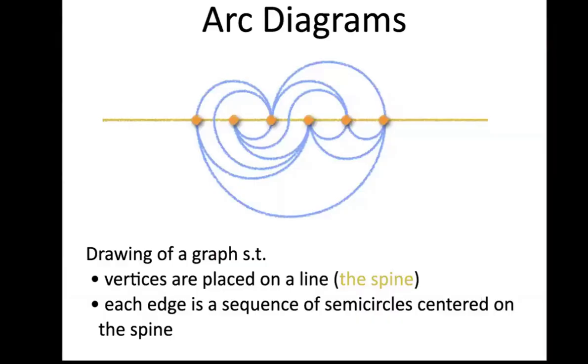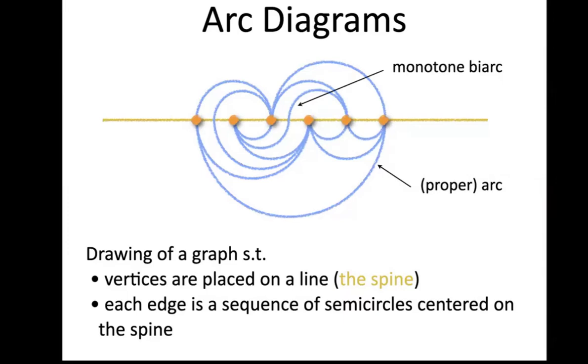So what is this arc diagram? It's just a drawing of a graph, well, a planar graph, so that we place all these vertices on a line, linearly, that we call the spine. That's this yellow thing here. And all the edges are represented as a curve that consists of some sequence of semicircles. In the simplest cases, we have a single semicircle, and that we call a proper arc, such as this edge down here. Or it can also be a sequence, and they are centered on the spine, which also means that these edges that are composed of these sequences may cross the spine, such as this thing here.